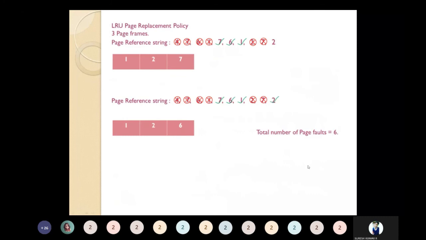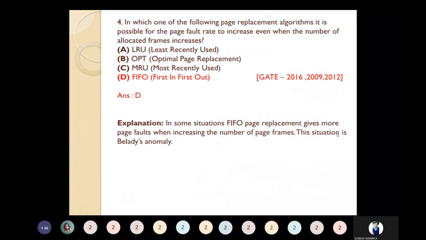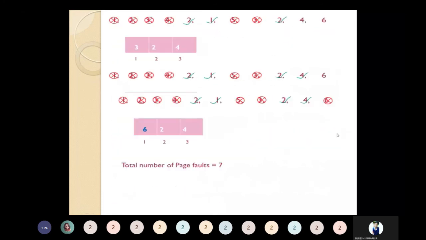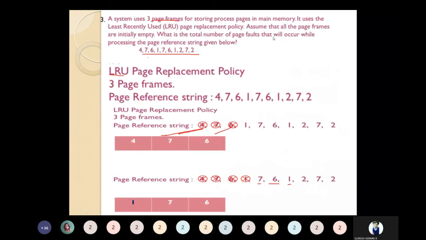Okay, so this is the question: the total number of page faults. The total number of page faults is 6. So we get the solution. Here, you have to read the question one or two times. It asks for the total number of page faults only. So the total number of page faults is 6. This is the answer for this question.